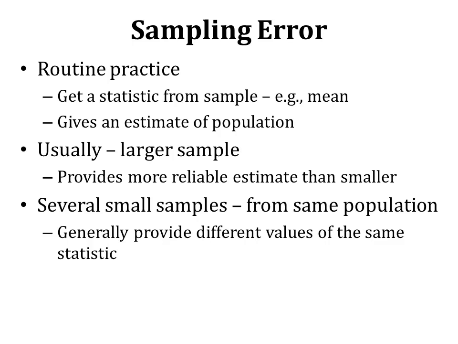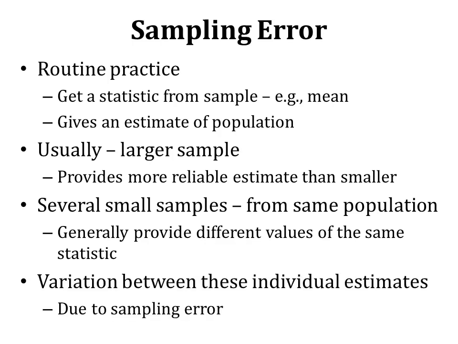And if we have taken several small samples from the same population, they generally provide different values of the same statistic. For example, if we are taking the mean shoot length, and instead of taking a large sample, we have taken several smaller samples from the same population, then each one of them is going to give us a different value of the mean shoot length. And why is that so? That difference is because of the sampling error.